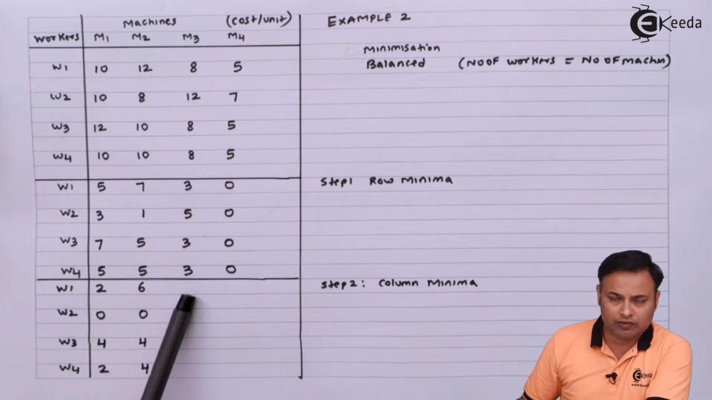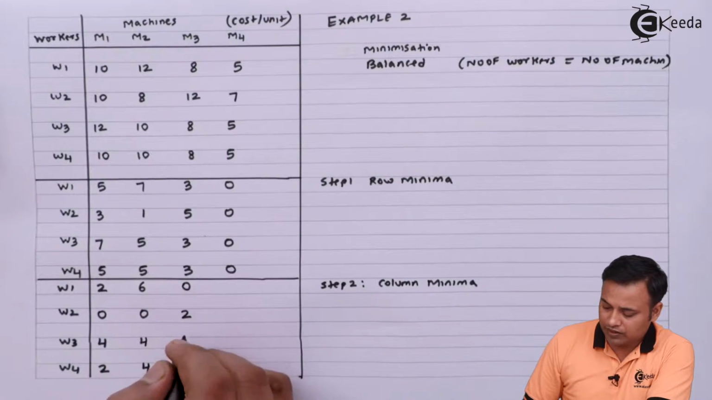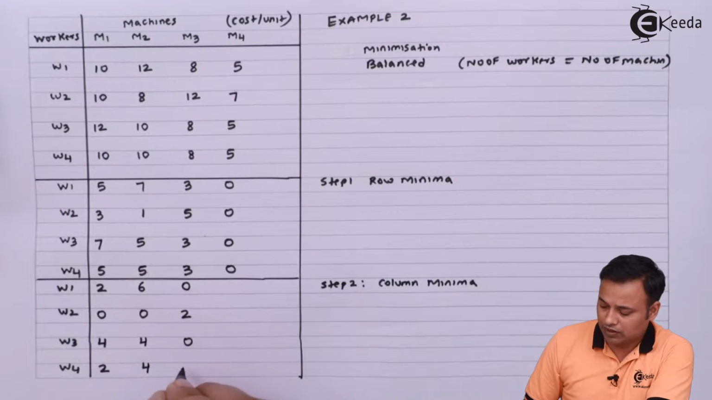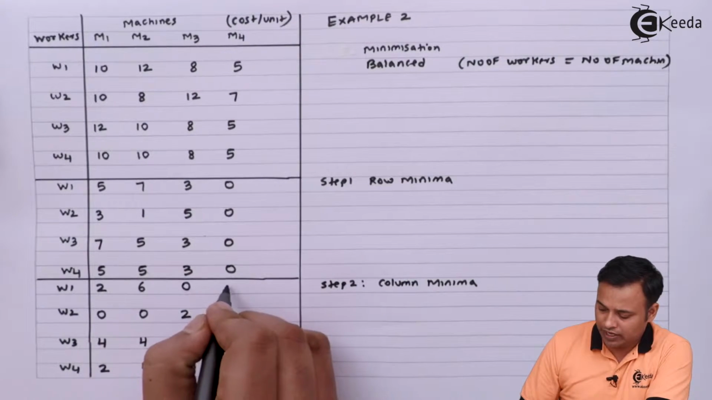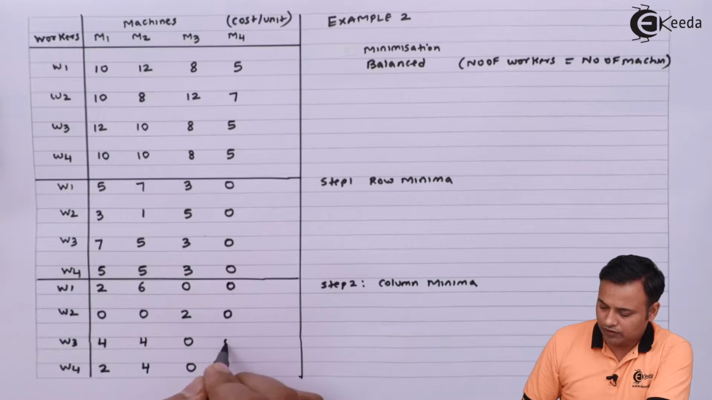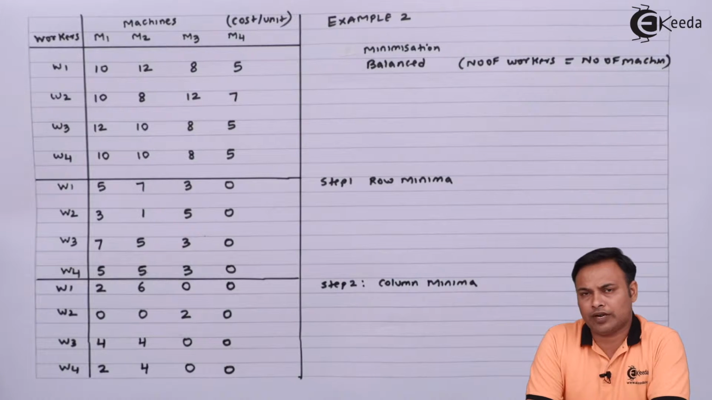In the third column, the lowest number will be 3. So 3 minus 3, 5 minus 3, 3 minus 3 and 3 minus 3. And in the last column we already have a 0, so it will always be the same. After doing row minima and column minima, my step 3 will be to check the optimality of the solution. For that we need to redraw the table obtained after column minima.